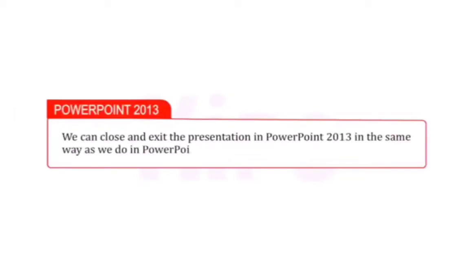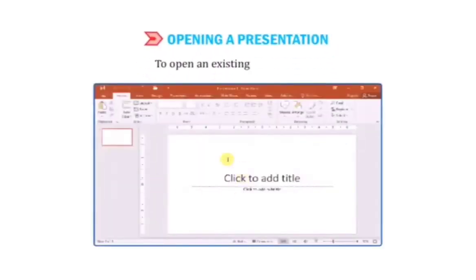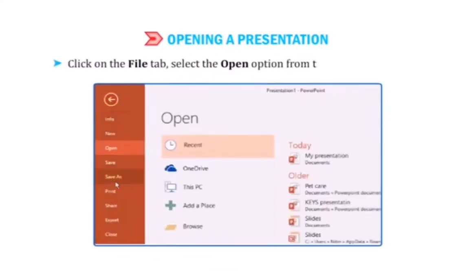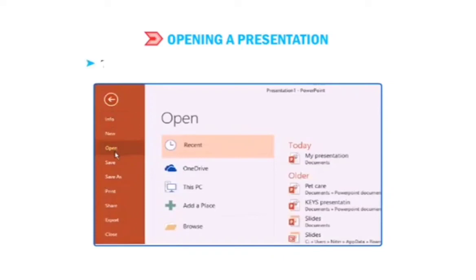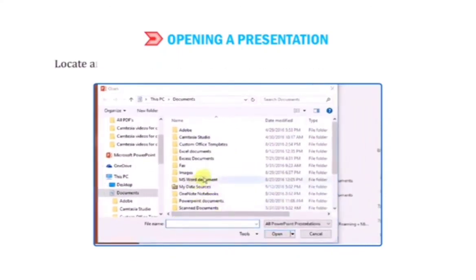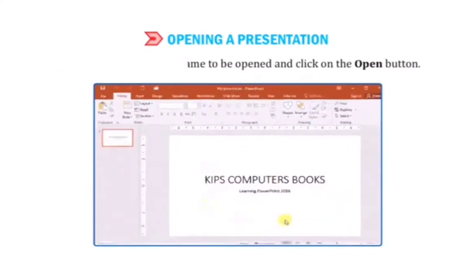PowerPoint 2013. We can close and exit PowerPoint 2013 in the same way as we do in PowerPoint 2016. Opening a presentation. To open an existing presentation, click on the File tab and select the Open option from the drop-down menu. The options related to Open will display in the right pane. The Open dialog box will appear. Locate and select the file name to be opened and click the Open button.